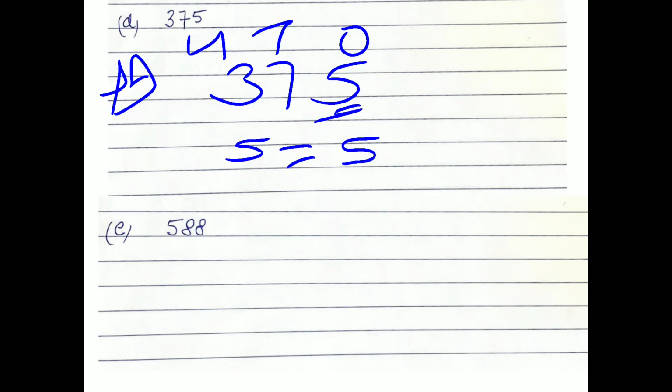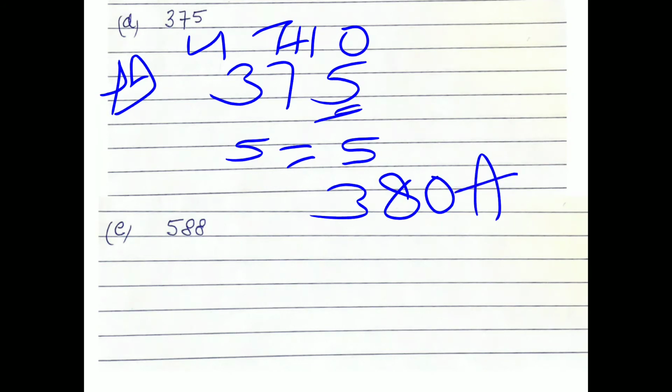Is your number less than 5? No, it is equal. So what do you do? You have to plus 1 on the tens place, because you are doing nearest tens. So the 100 place number will come as it is. 7 plus 1 is 8 and the underlined digit becomes 0. This is the answer. Now E part.